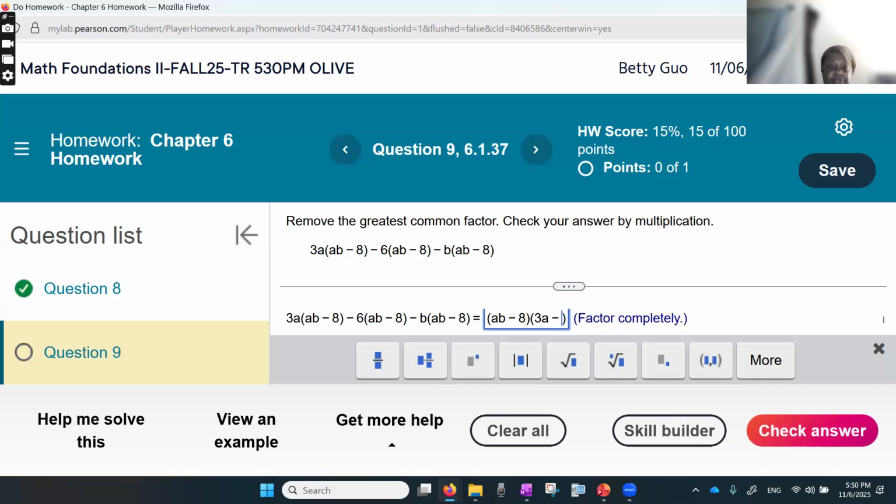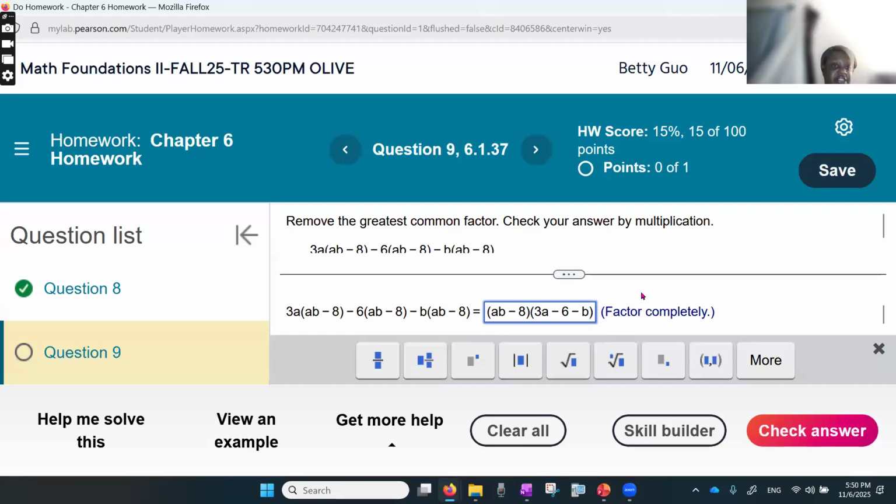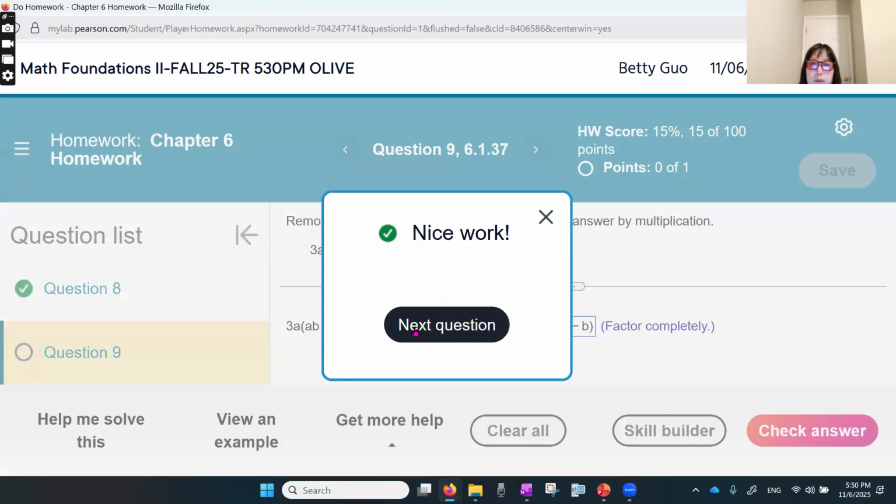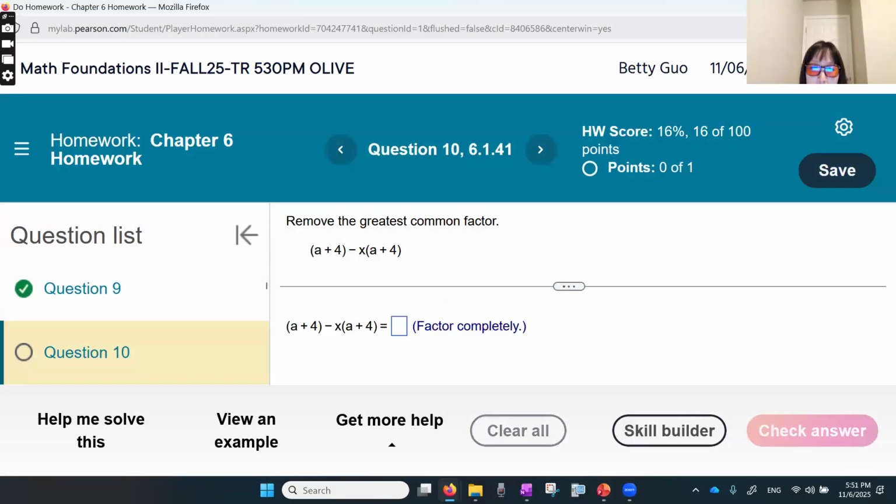Oh, and then minus B. I have a problem with this keyboard. Yeah, minus 6. Yeah, 3A minus 6 minus B. Am I right, everyone? Yes. 3A minus 6 minus B, right? Okay. Not that bad, right?